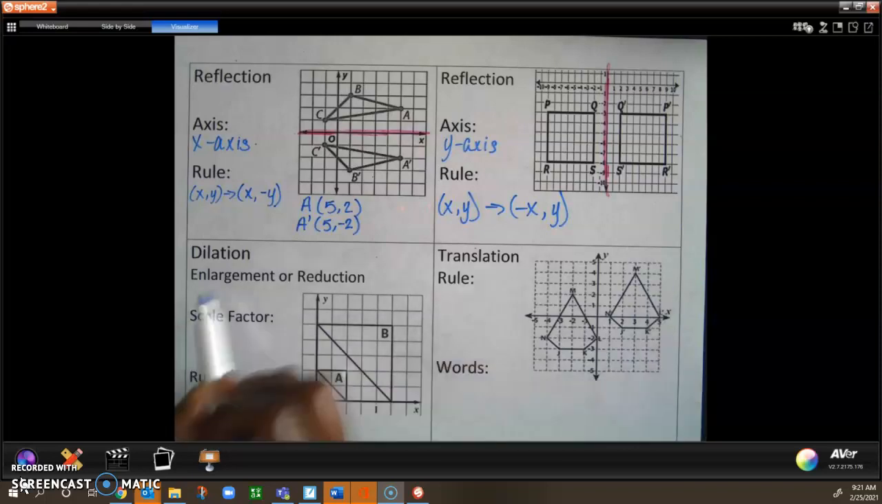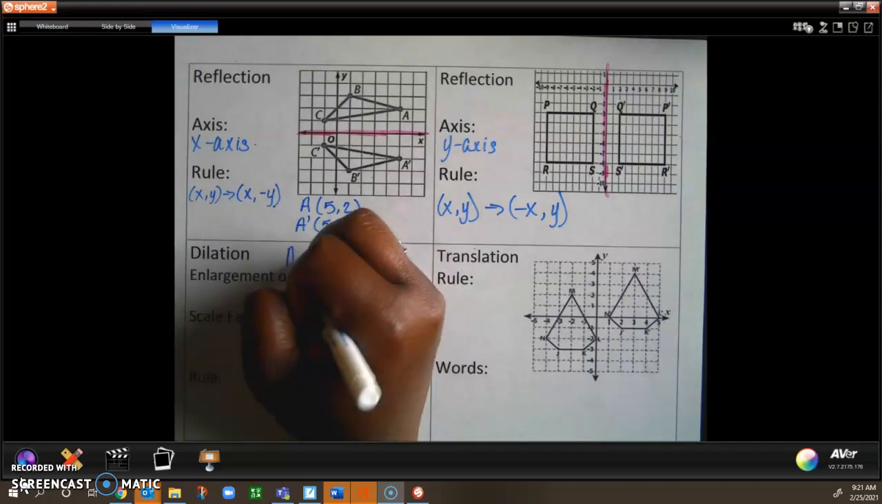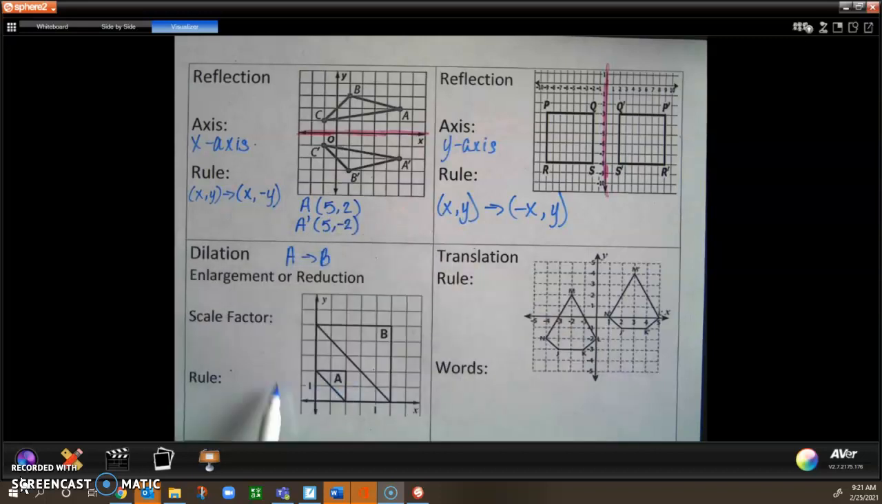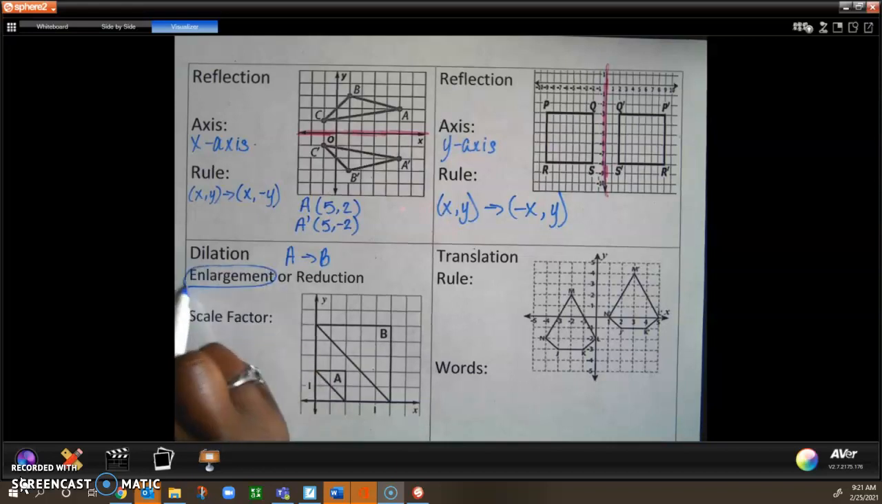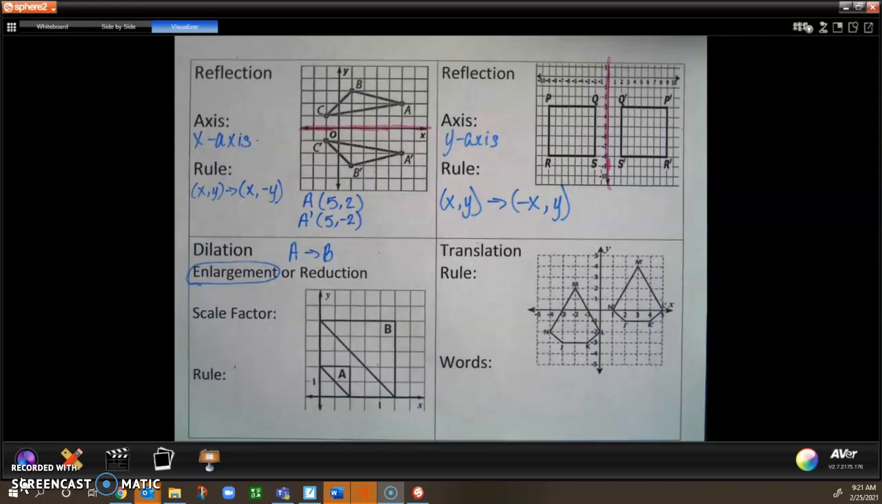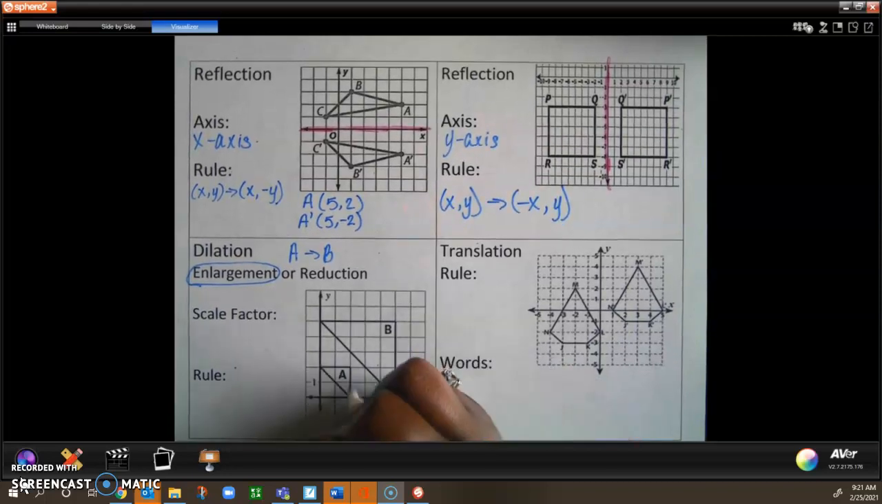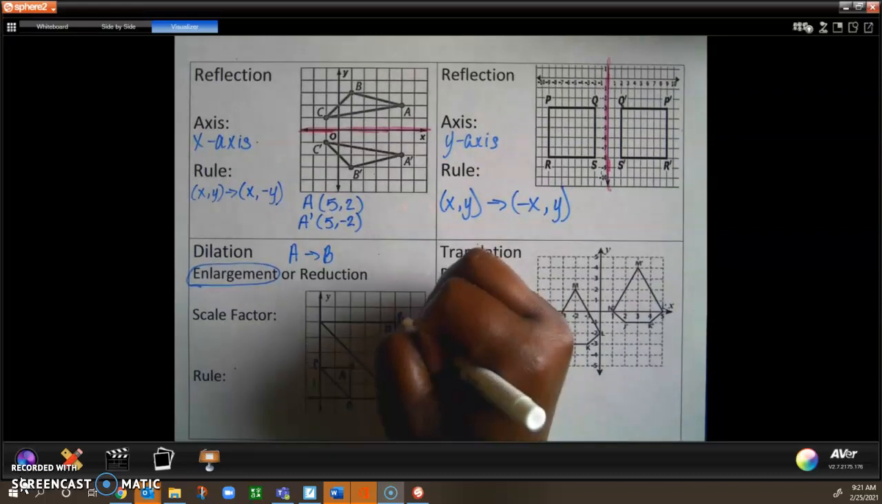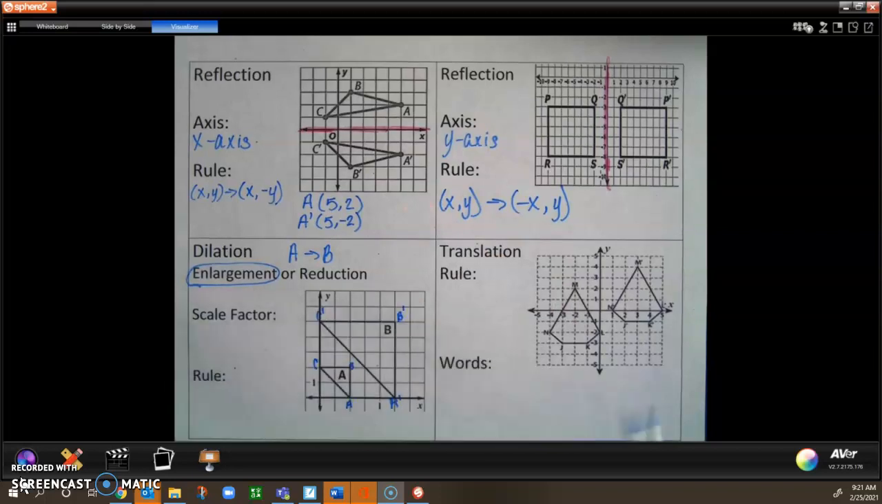Then here we have dilations. You're going from triangle A to triangle B. So just looking at the image, we know that it's an enlargement. And since it's an enlargement, we know our scale factor should be greater than or equal to 1. So I'm going to take a point. I'm just going to label these A, B, C, A prime, B prime, C prime.